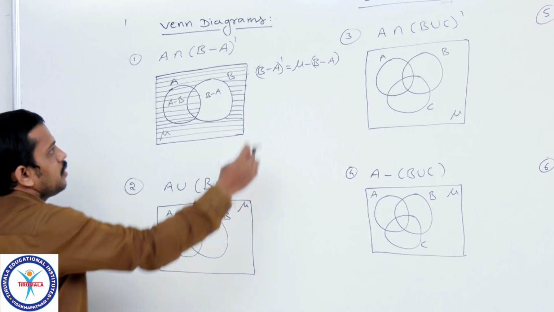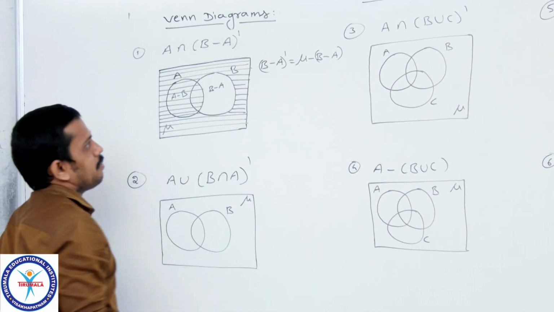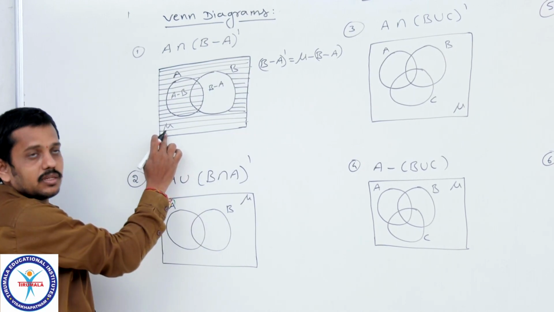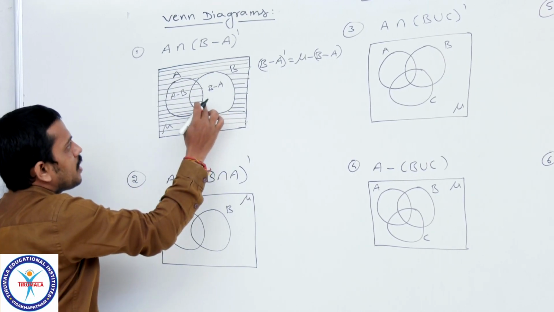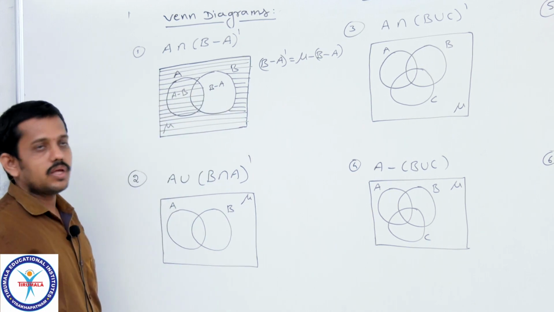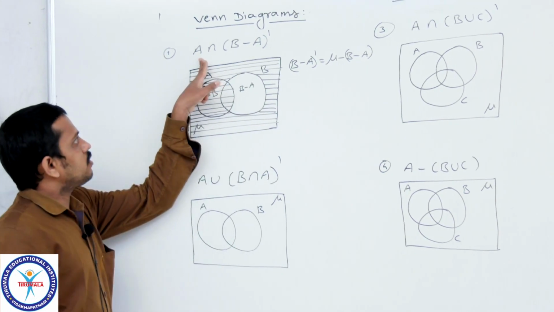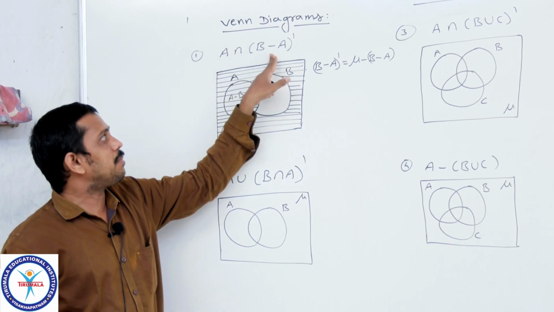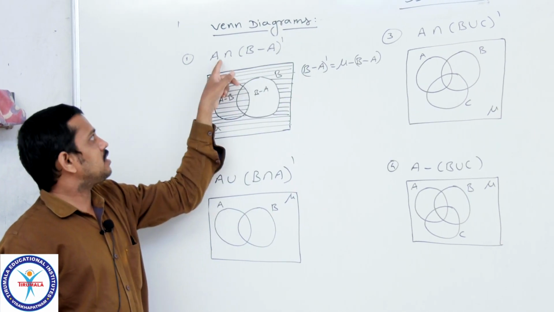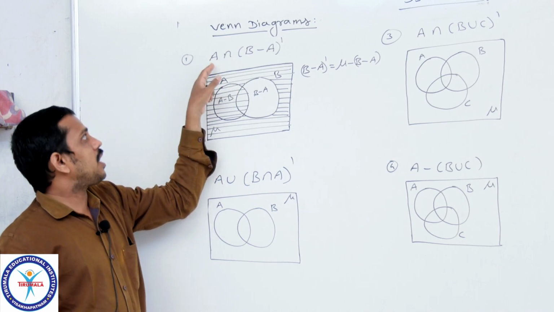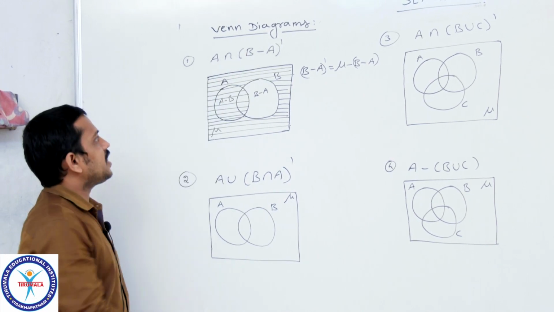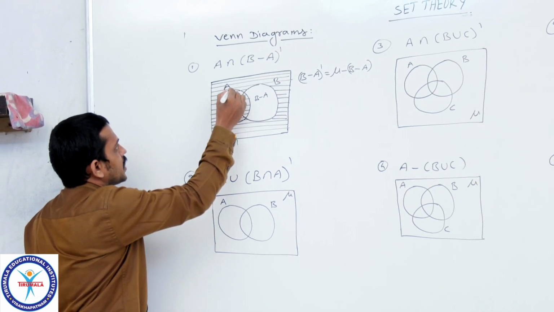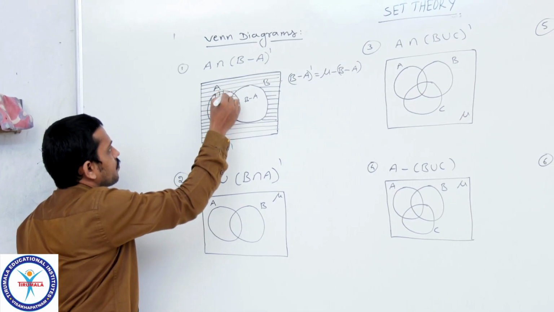So, this is (B minus A) whole complement, meaning the region which belongs to the universal set but does not belong to B minus A, only B. Now, we need to construct the diagram for A intersection (B minus A) whole complement, meaning the common region which belongs to A and B. What is the region of A? This is the region of A. So, shade set A.